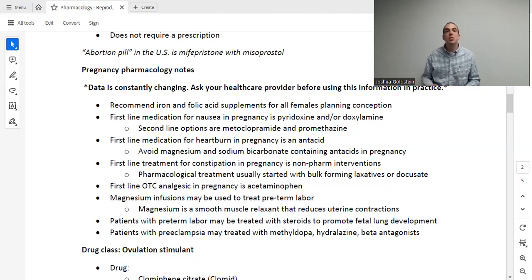Some prescription options, those will both be over the counter. Some prescription options would be metoclopramide, which is Reglan, or promethazine, are other prescription options that are possible.